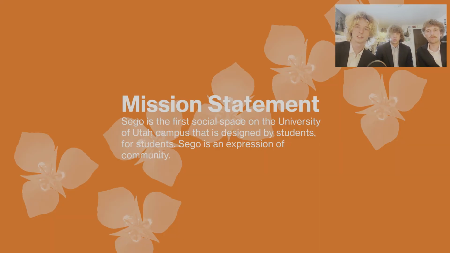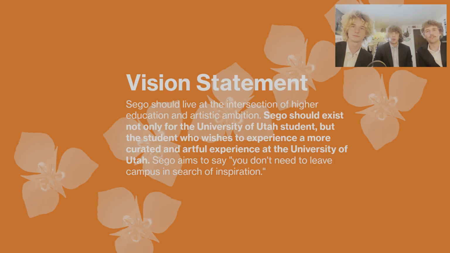The mission statement. SEGO is the first social space on the University of Utah campus that is designed by students for students. SEGO is an expression of community. Our vision statement is SEGO should live at the intersection of higher education and artistic ambition. SEGO should exist not only for the University of Utah student, but the student who wishes to experience a more curated and artful experience at the University of Utah. SEGO aims to say, you don't need to leave campus in search of inspiration.